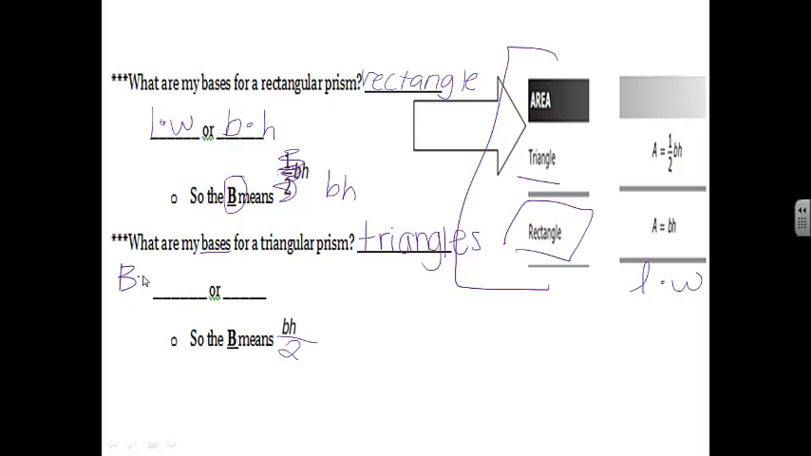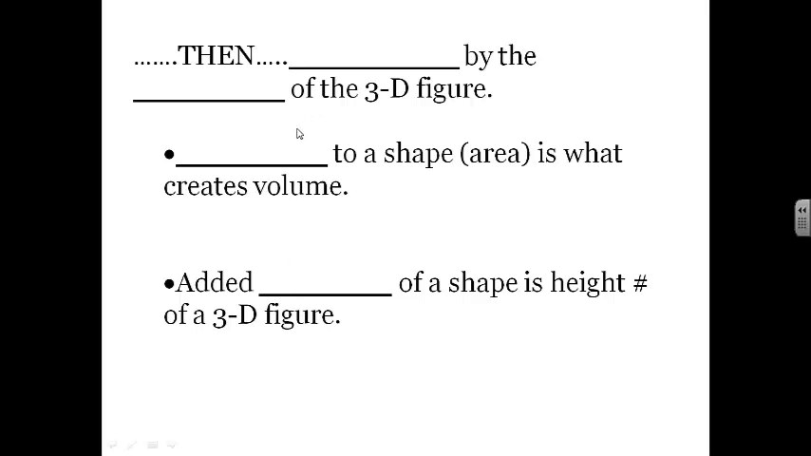My big B here would mean base times height divided by 2. On our formula chart, look over here. The area of a triangle is 1/2 base times height, which we rewrite like this. On your formula chart, you might see it like this, though. So we have to find the area of one of my bases, which is a triangle, and then multiply by the height in the very end. After we get the area of the base, we multiply by the height of the 3D figure.